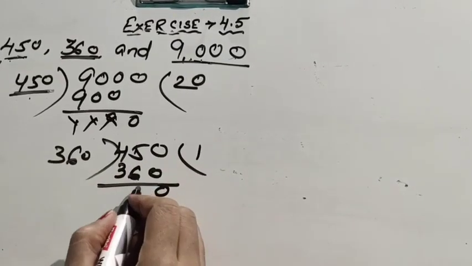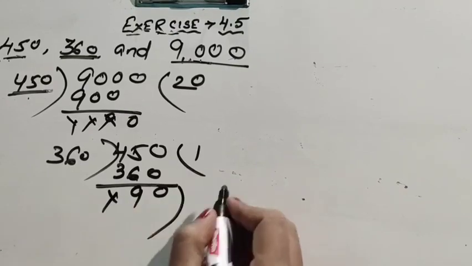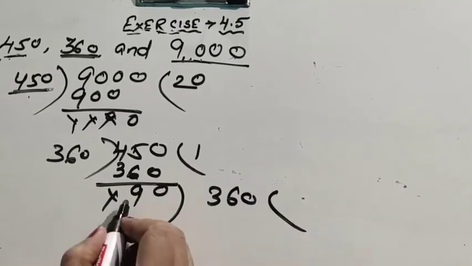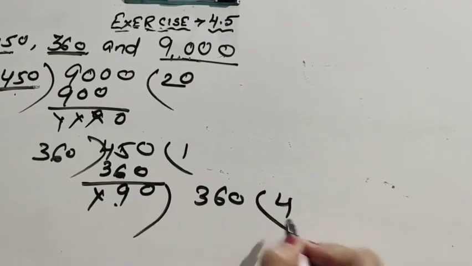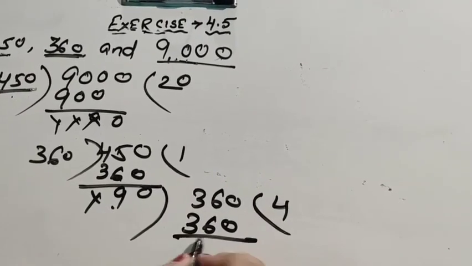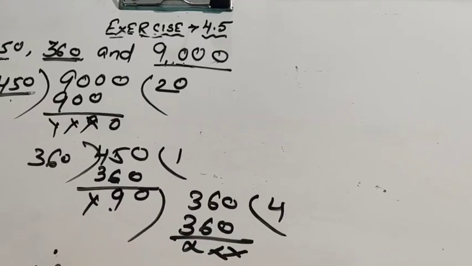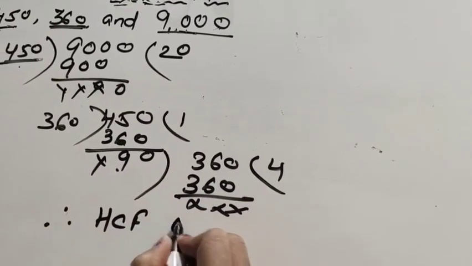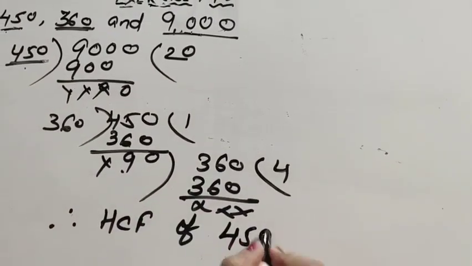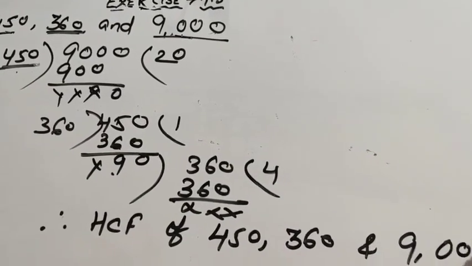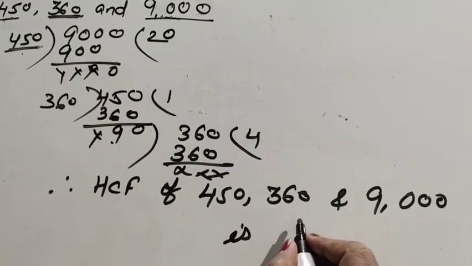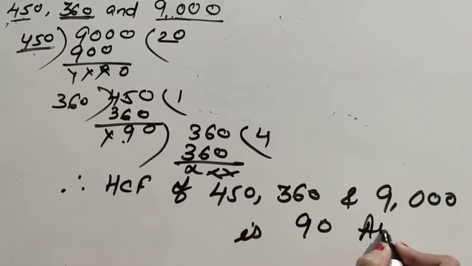15 minus 6, 9. Now 360, 90 table, 360 will become 4 times. Okay. So therefore HCF of 450, 360 and 9000 is 90, is your correct answer.